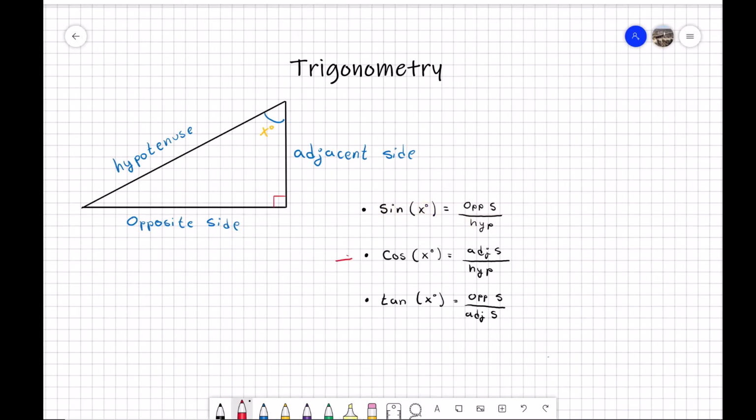The second property is the cosine, which relates the angle with the adjacent side and the hypotenuse. In this case, if we divide the adjacent side by the hypotenuse, we obtain cosine of x. And lastly, tangent of x, that tells us that if we divide the opposite side by the adjacent side, we obtain tangent of x.